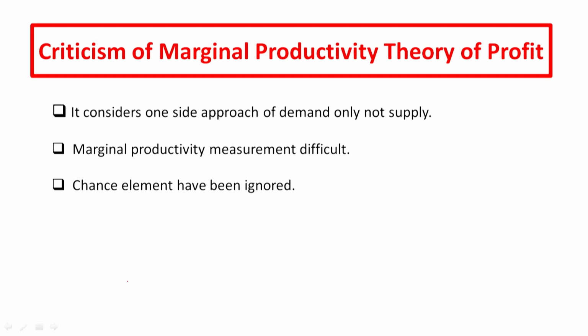Now, the criticism of marginal productivity theory of profit: it considers one side of approach, that of demand, and not supply. This is a very important criticism. Second is that marginal productivity measurement is difficult, and third, the chance element has been ignored here.